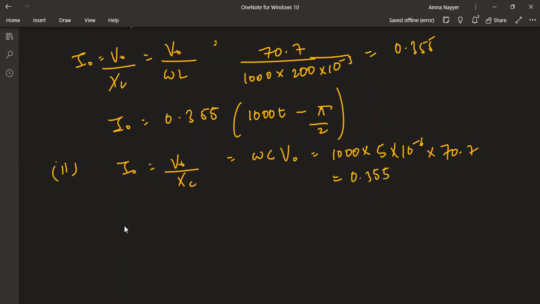But here we know current is leading. So now when you write the same equation, 0.355, you will write omega t plus pi by 2. That is just the difference.